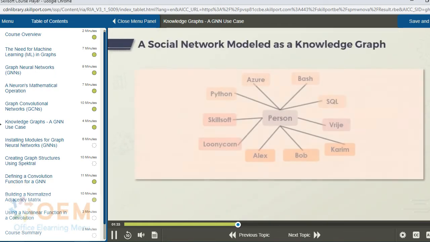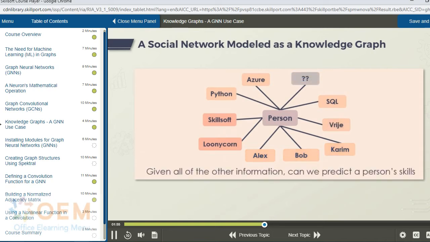If we were to fill in real values for each of these, this is what our knowledge graph might look like. Looking at the skills of this person, these include Python, Azure, Bash, and SQL, and a new skill will be modeled as a new node connected to this person. Now, let's consider how such a knowledge graph can be used in machine learning.